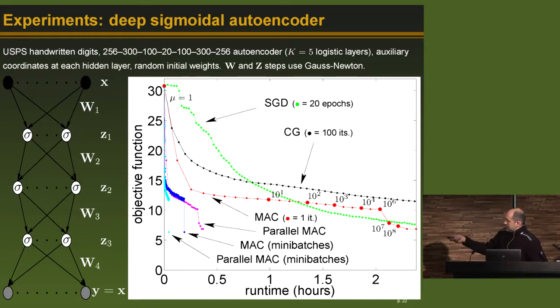This curve here is what happens when we parallelize that, which I will describe in a moment. And the blue curve there is if we use stochastic steps within the W step and the Z step, and that curve there that can be barely seen is the parallelization of the mini-batch algorithm.